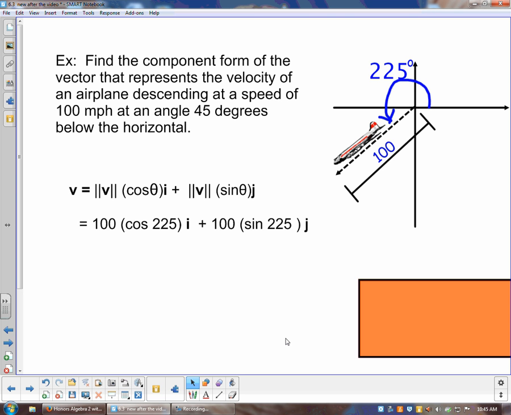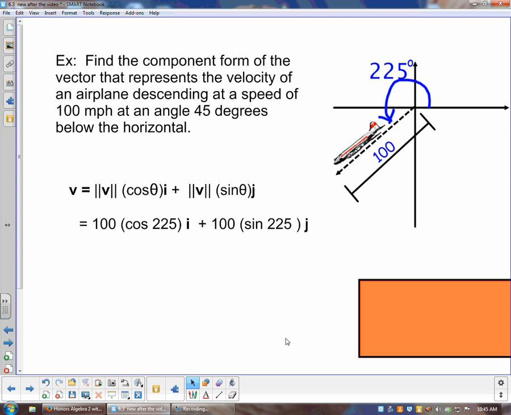All right, let's try this example. Find the component form of the vector that represents the velocity of an airplane descending at a speed of 100 miles per hour at an angle 45 degrees below the horizontal. It's angling down.